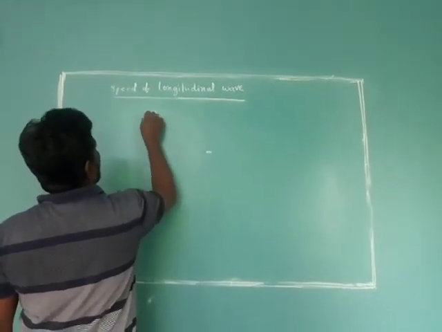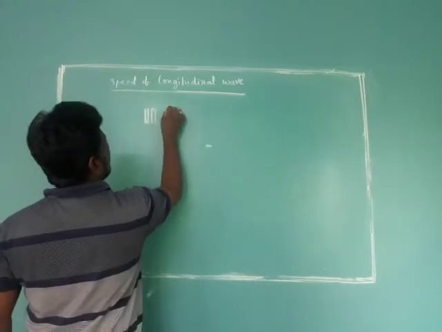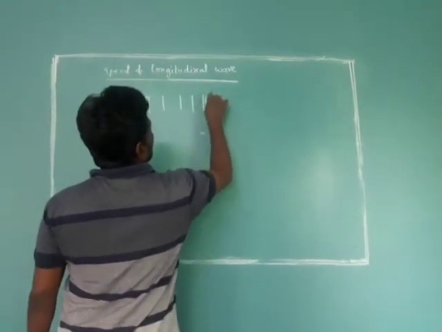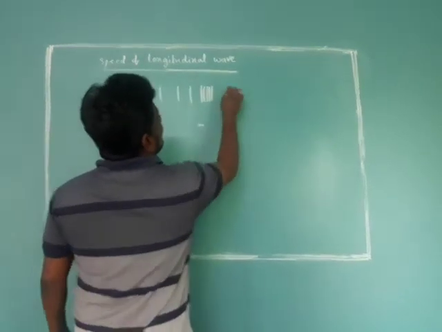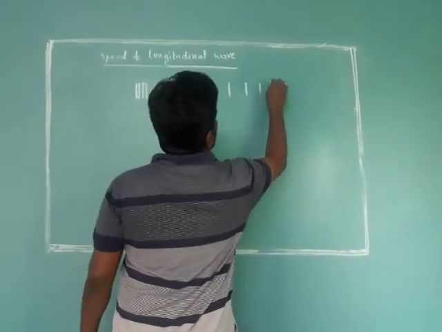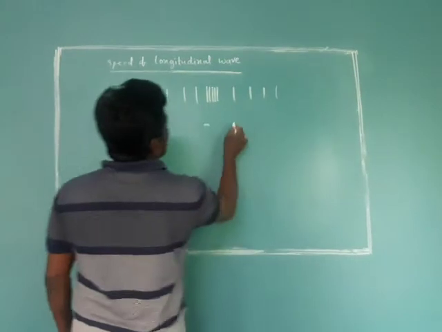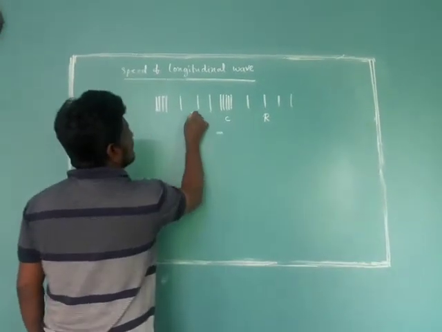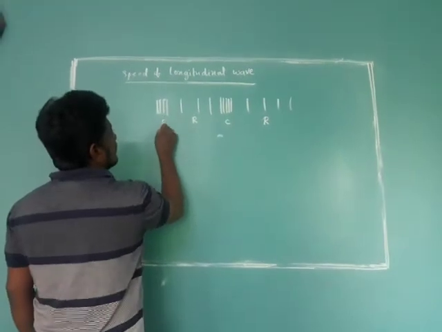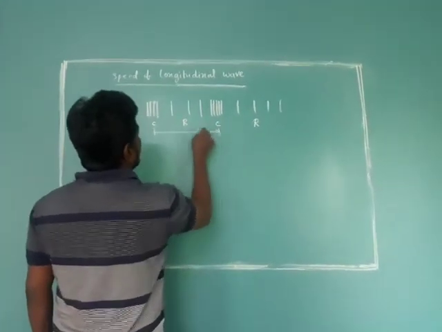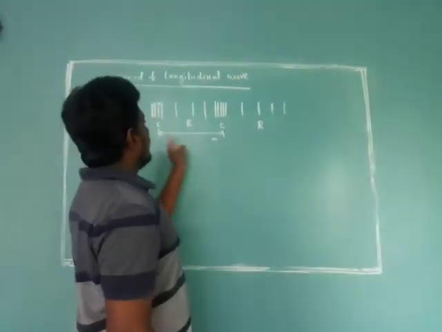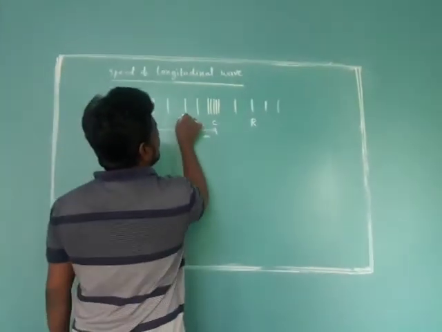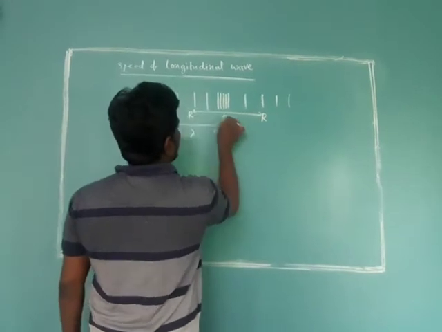Compression is a high density and high pressure region. Rarefaction is a low density and low pressure region. Like this. This region is rarefaction and this region is compression. The distance between two immediate compressions is the wavelength, and the distance between two immediate rarefactions is also the wavelength.